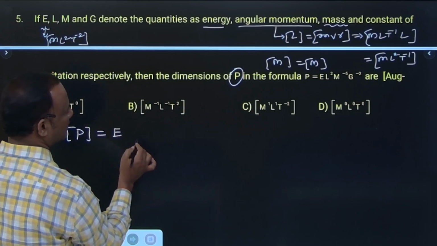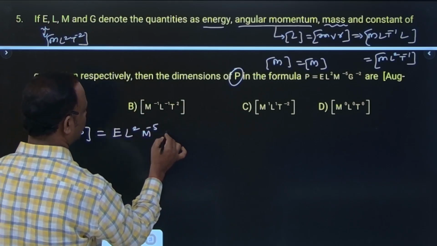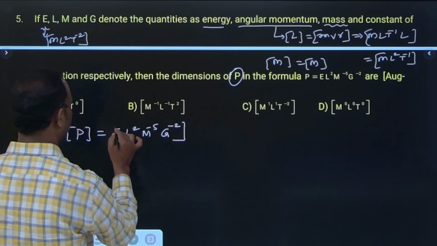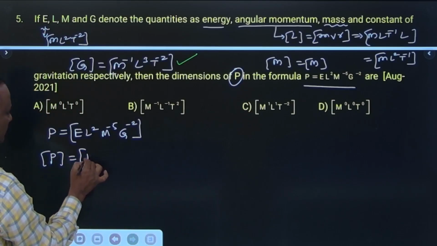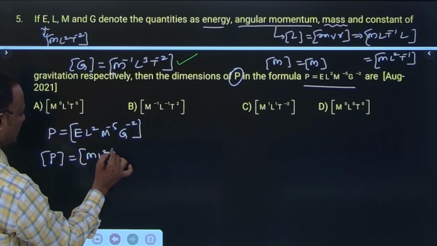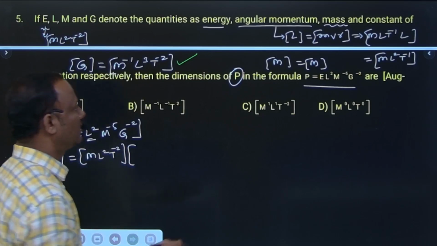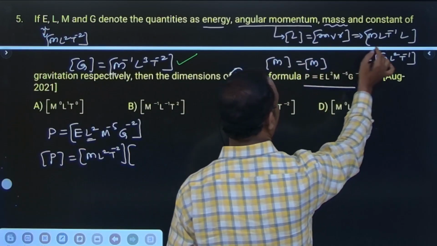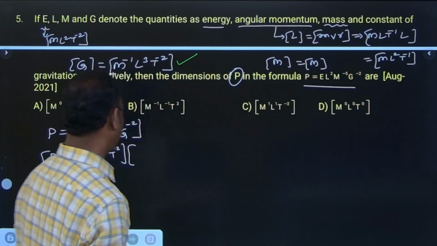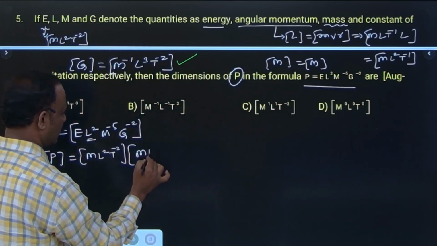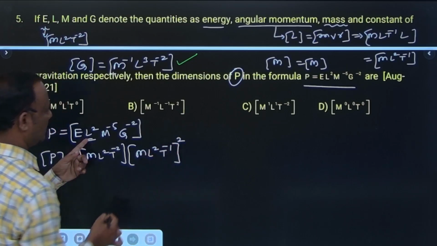It's E, next is L square, next M power minus 5, G power minus 2. Okay, the dimension formula of P: E is what? ML square T minus 2. First one is over. L stands for angular momentum, not length. So this is ML square T minus 1. Okay, this is ML square T minus 1 whole square, L square.